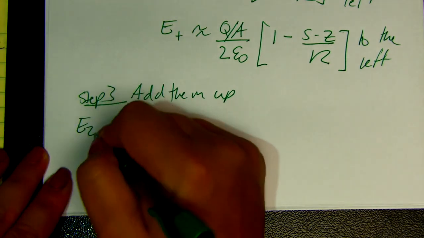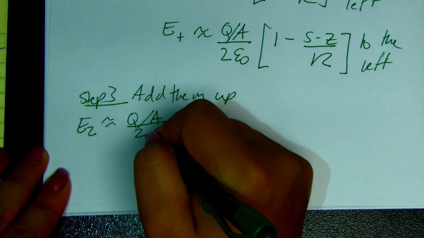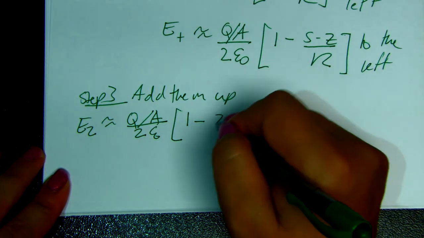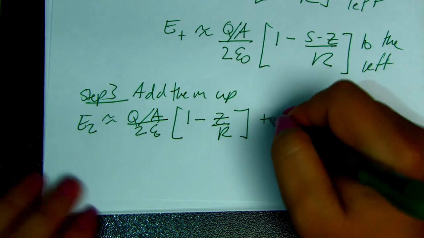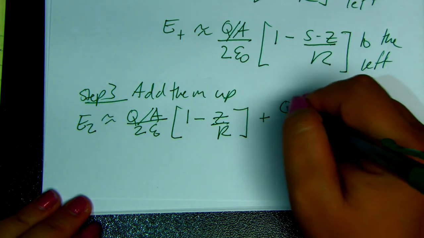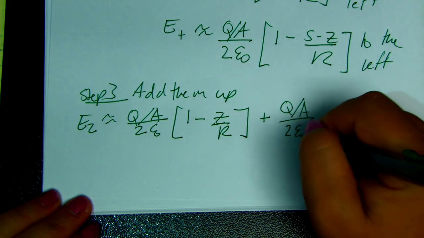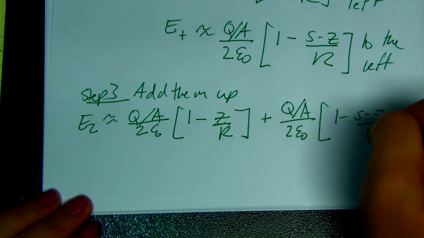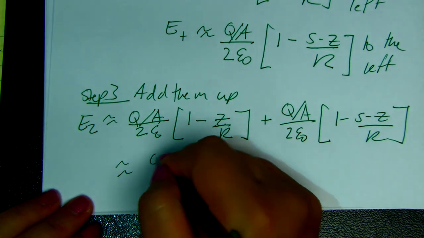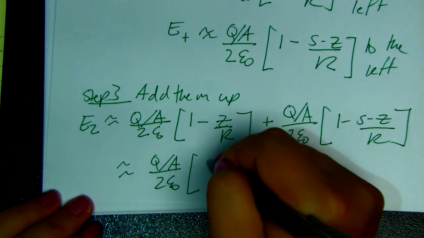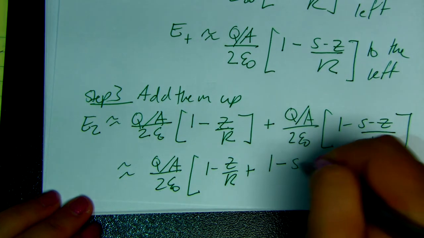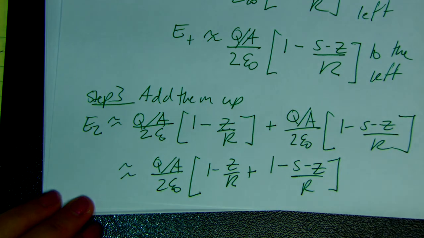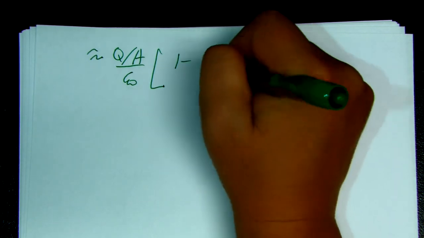So our electric field at 2 is approximately Q over A divided by 2 epsilon naught, 1 minus Z over R, plus Q over A over 2 epsilon naught times 1 minus S minus Z over R, which is approximately Q over A 2 epsilon naught, 1 minus Z over R plus 1 minus Z over R. And moving along, this becomes approximately Q over A over epsilon naught, 1 minus S over 2 over R.